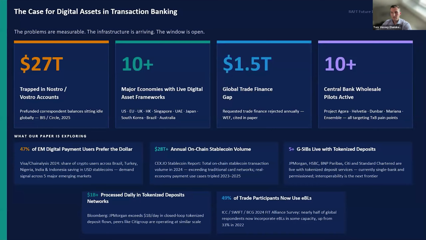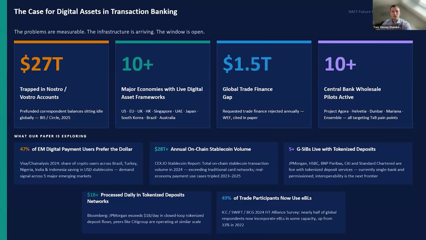And you can say that the system that we have in place today works, but it works by holding these enormous excess liquidity balances in Vostro and Nostro accounts as insurance against delay and uncertainty. So the question becomes, if the settlement can happen faster, more precisely, then how much of that 27 trillion could actually be released back into productive use?